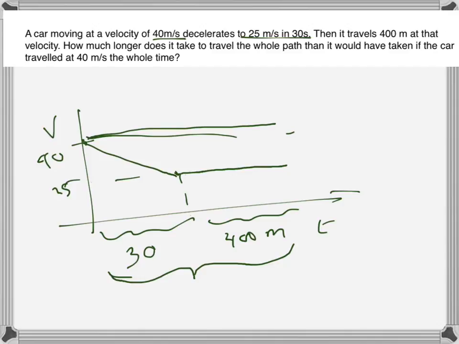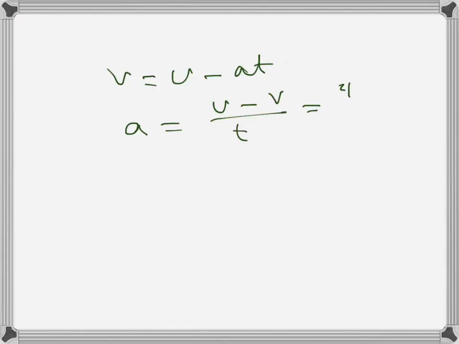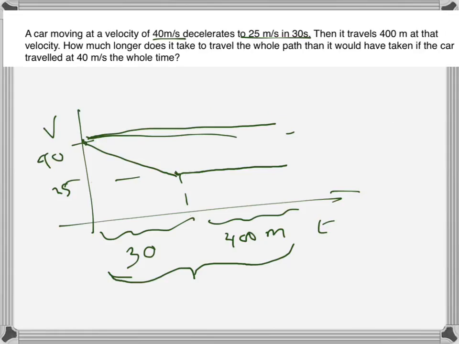So we can first find the deceleration value. We can use this equation, v is equal to u minus at, since it's deceleration. So a would be (u minus v) over t, which is 40 minus 25 over 30. So that would be 0.5 meters per second squared. That is the deceleration.